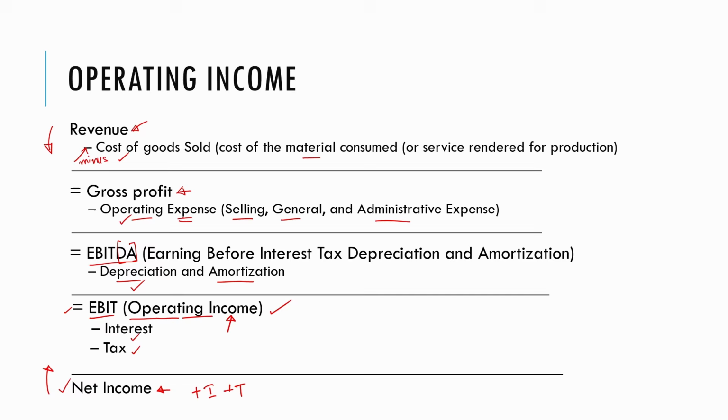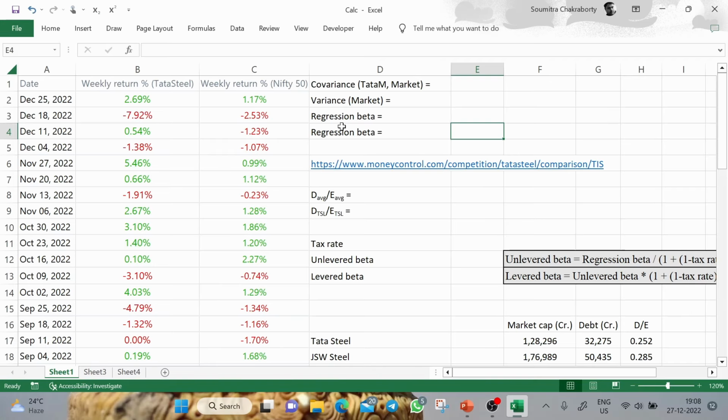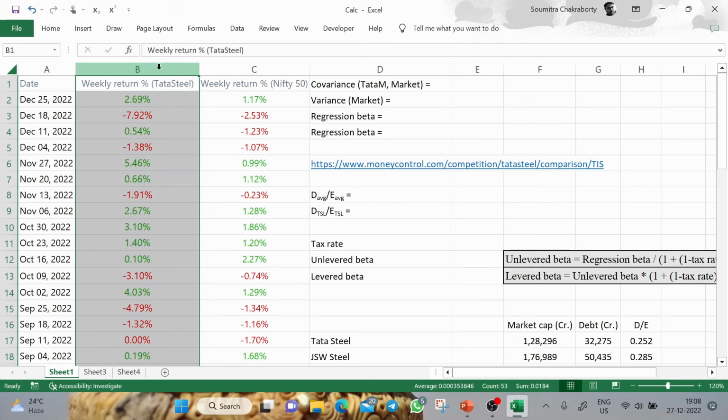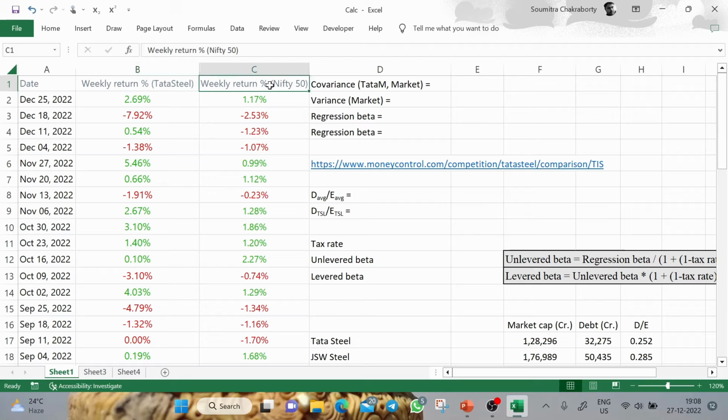Now let us come to a spreadsheet where we will implement all the calculations. That means the calculations for beta, for cost of equity, for cost of debt, and finally the weighted average cost of capital. So let us come to the spreadsheet. Here is your data. This is 52 weeks of data. Column B is the weekly return percentage for Tata Steel, our company of interest, and column C is the return percentage of Nifty 50, that is our market.